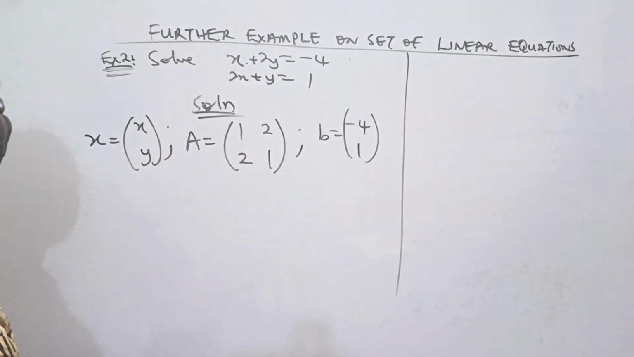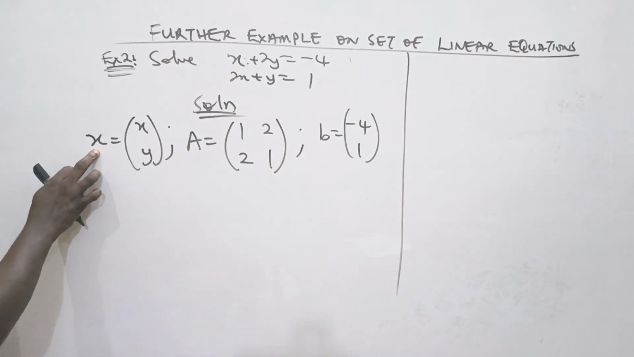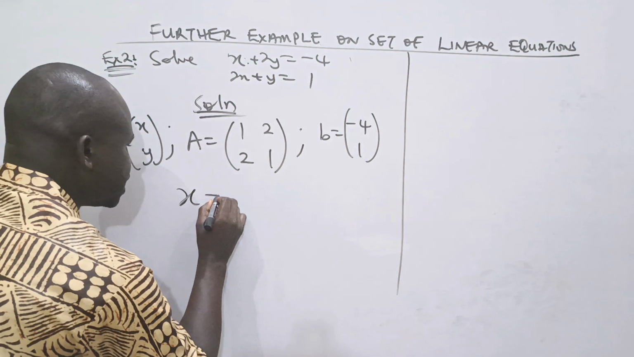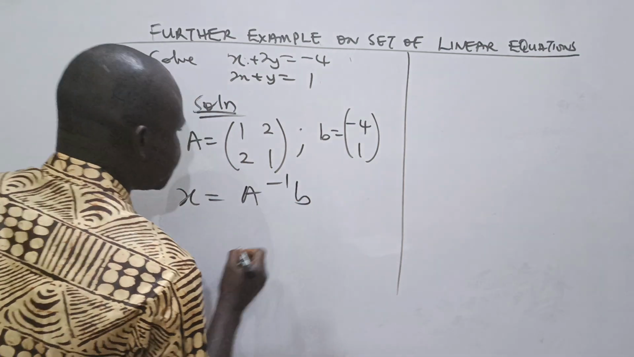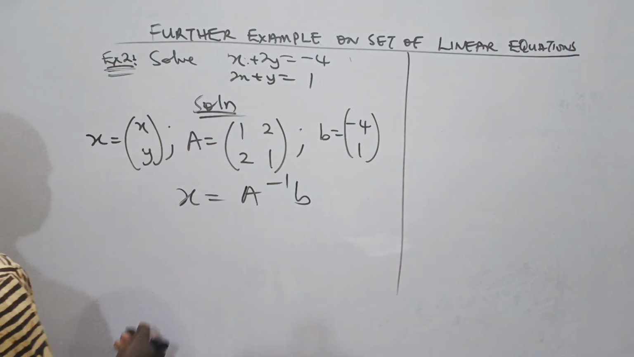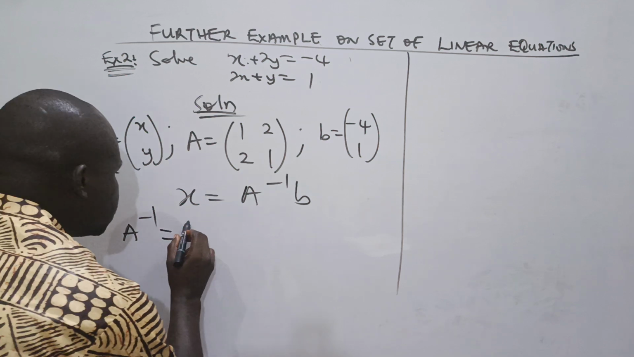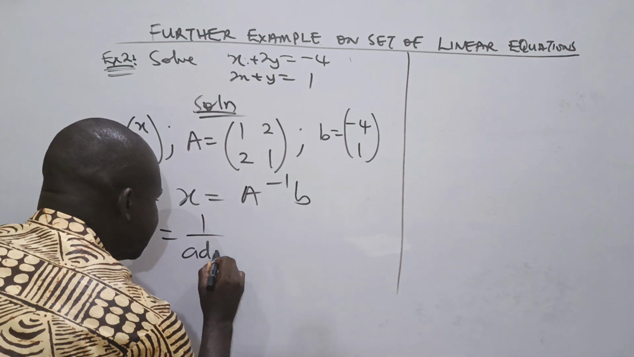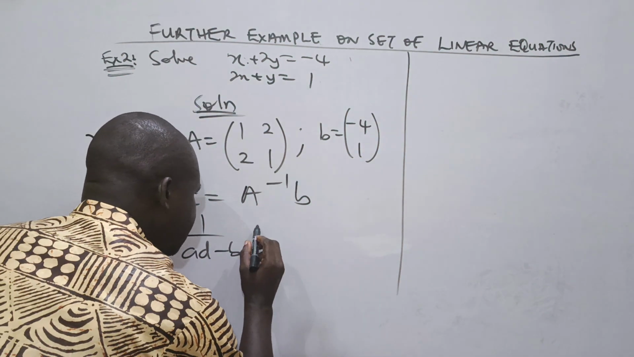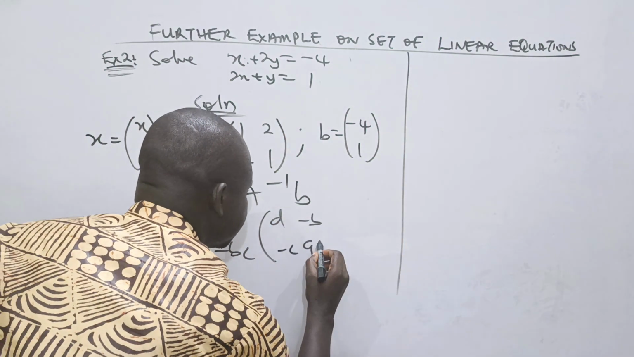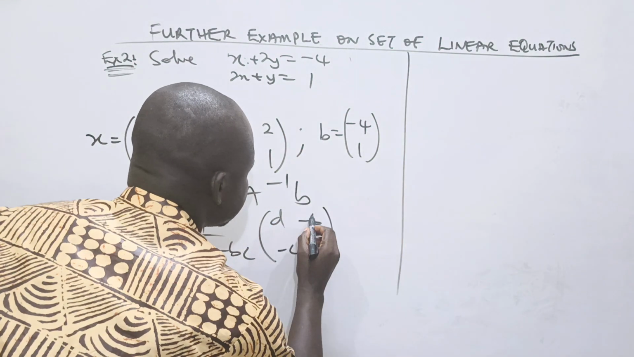So now we want to solve for X. X in this case represents x and y. And we said by formula, if you want to find X, it's given as A inverse B. So what is A inverse? A inverse simply means the inverse of A. Inverse of A will be equal to 1 all over AD minus BC by formula. You can check my video. We are going to have D, A, minus B, minus C. That's what you are going to get.